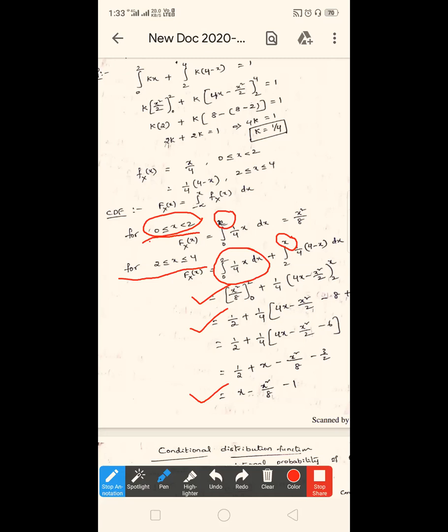సో మీరు తీసుకున్న రేంజ్ కి ప్రీవియస్ రేంజ్ ఏదైనా ఉందా లేదా చెక్ చేసుకోవాలి. You have to check whether there are any previous range of values or not. If there is any previous range of values, you have to add cumulatively. Okay, otherwise you need not to add. Okay, for this range there is no previous range because the function is defined starting from this range 0 to 2 only.